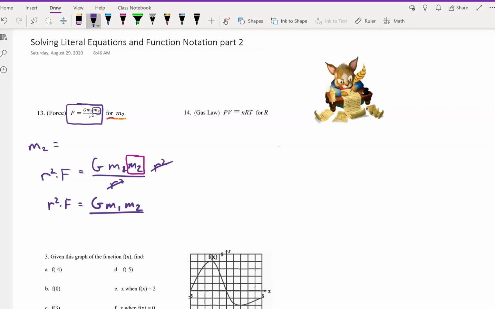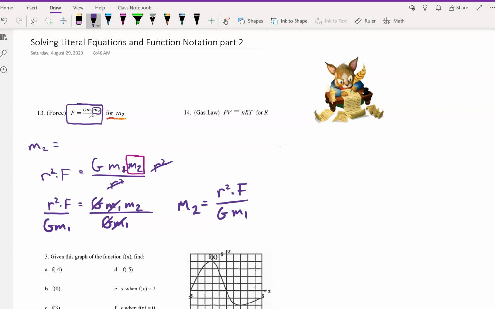So I'm going to go ahead and divide by g m sub 1 on both sides, and the g variables cancel, the m sub 1 variables cancel, and you can see that our final answer then is m sub 2 is equal to r squared times f, all divided by g m sub 1. So that is solving a literal equation for a specific variable.